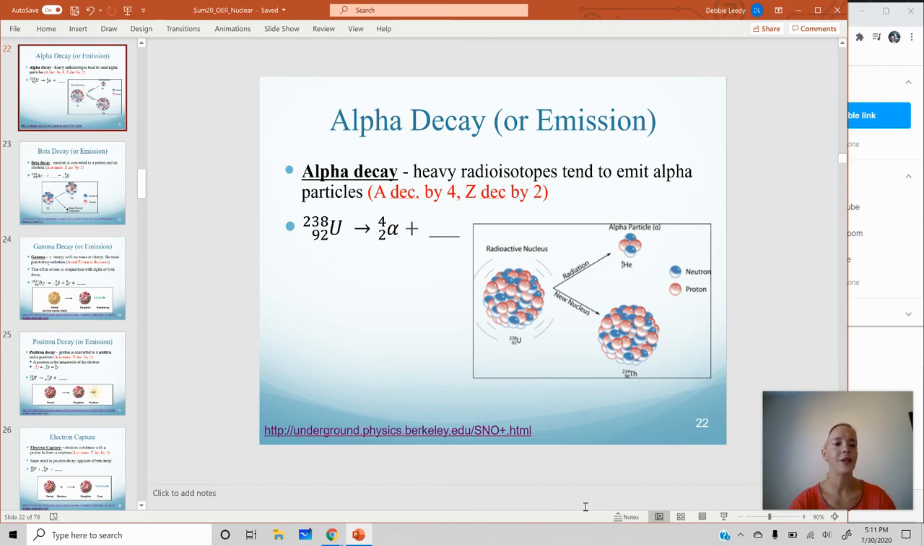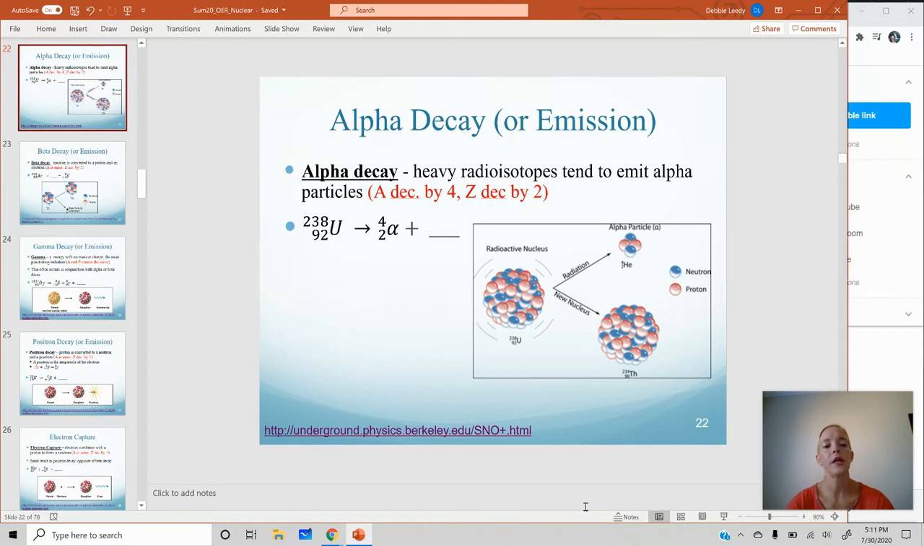All right, for this video, we are going to be going through some examples of each of our decay or emission reaction types and predicting daughter nuclides. Our first one will be alpha decay. So remember, we can use the word decay or emission interchangeably. They mean the same thing.